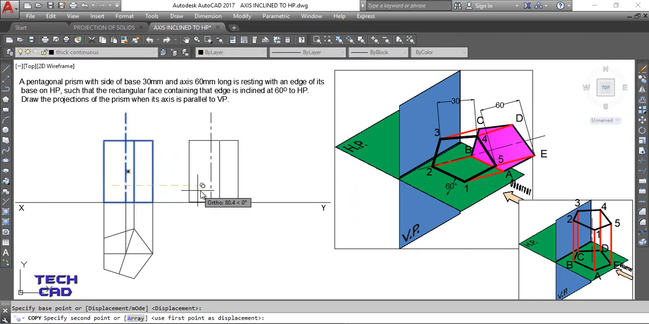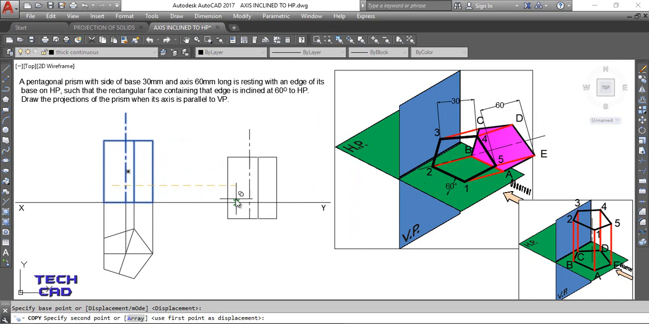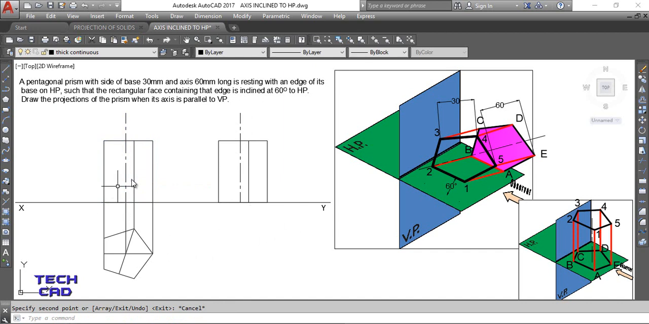Okay, you can start from anywhere, but make sure your ortho mode is on. So this is the way. I'll put it over here. I exactly copy my front view and put it over here. Now know that it makes a 60-degree angle.